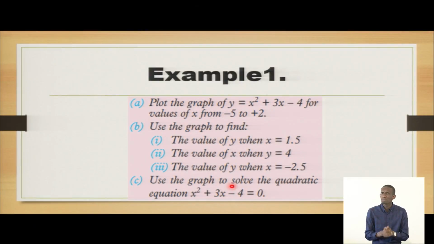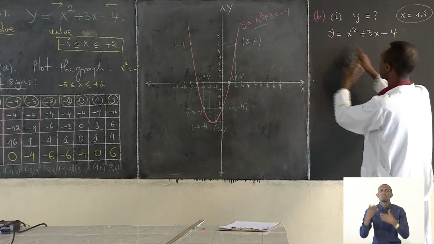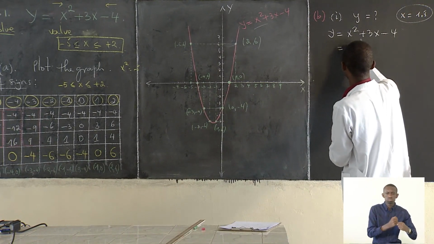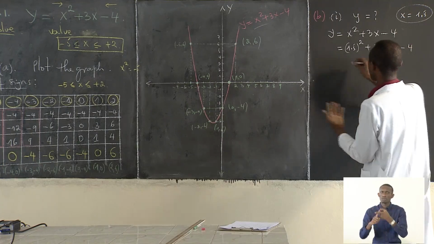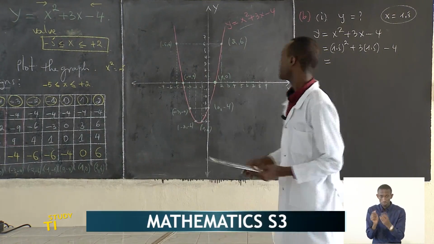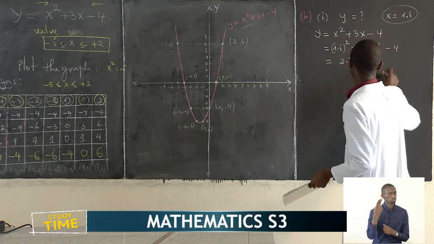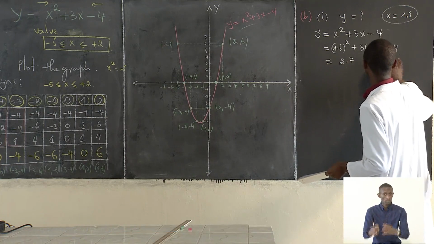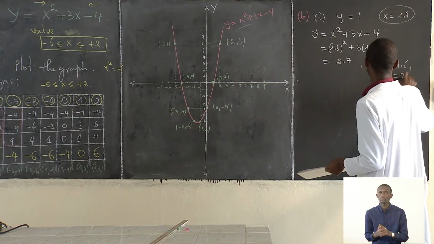How do you do this? What you do, you need to go back to your equation. You have now y equals x squared plus 3x minus 4. You just replace. You replace this over there. You have 1.5 squared plus 3 times 1.5 minus 4. When you work on this using a calculator, okay students, you will get the value of 2.7. So in case x is equal to 1.5, y will be equal to 2.7.